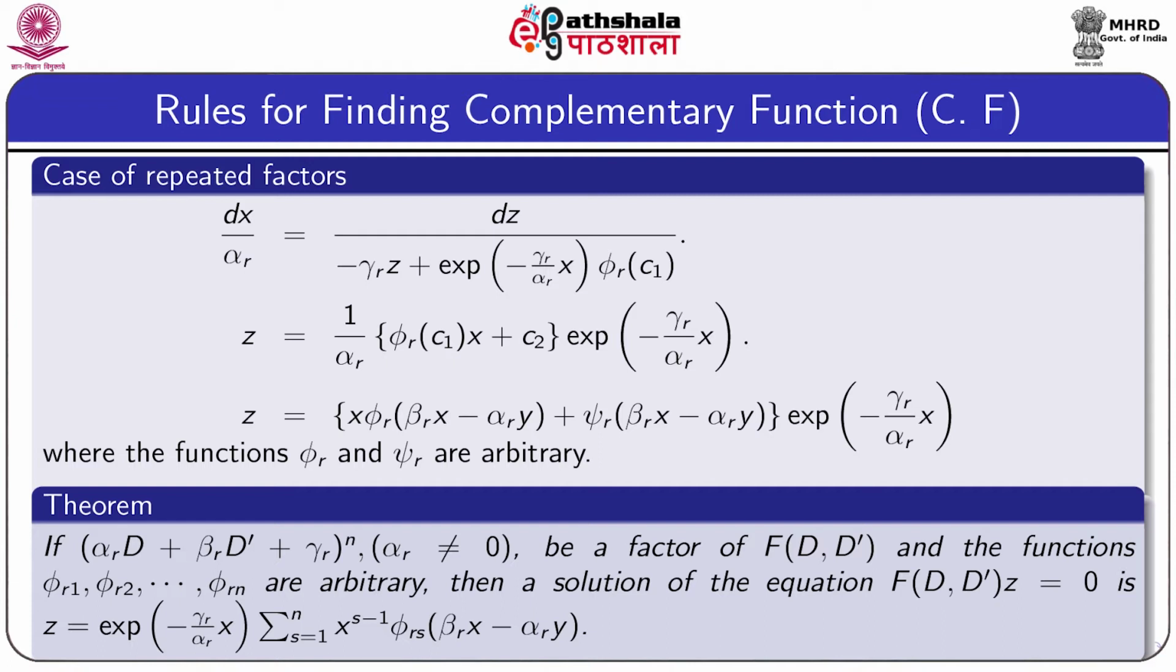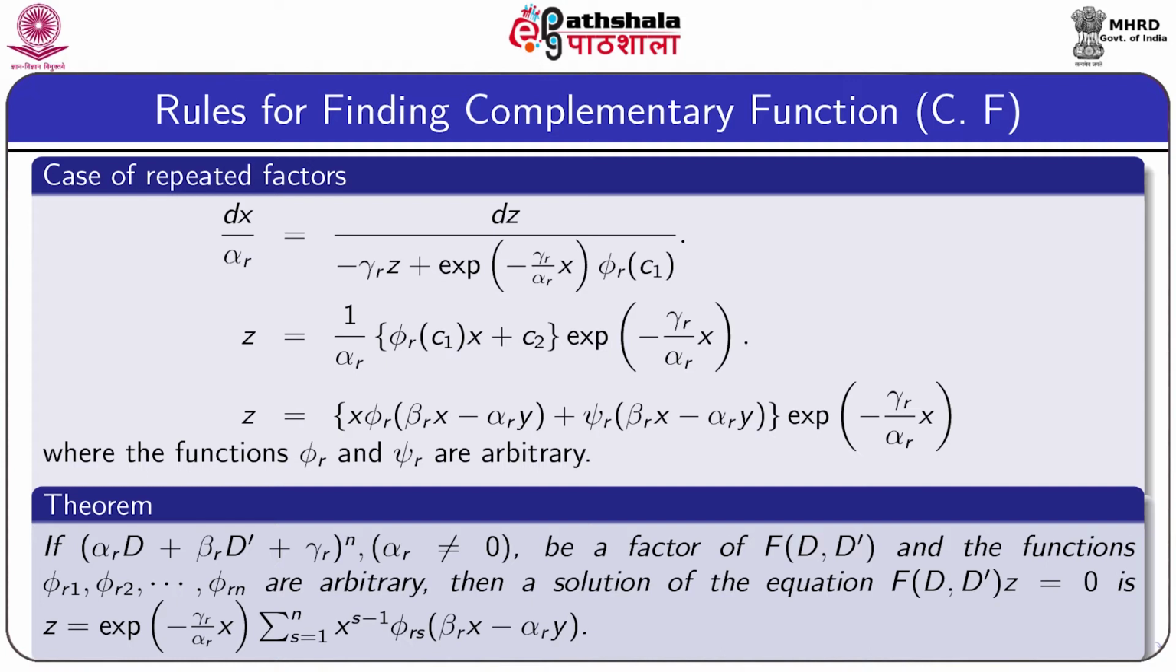So, this idea can be generalized when there are n repeated roots in the function capital F. That theorem is stated now: if (αrD plus βrD' plus γr) to the power n is a factor of F and the functions φr1, φr2, ..., φrn are arbitrary, then a solution of the equation Fz equals 0 is z equals exponential of minus γr by αr x into the sum of x to the power s minus 1 φrs of (βrx minus αry), and these φr are the unknown functions.